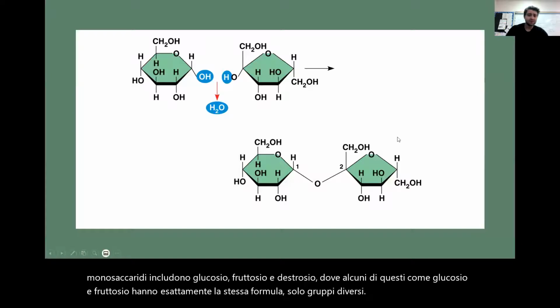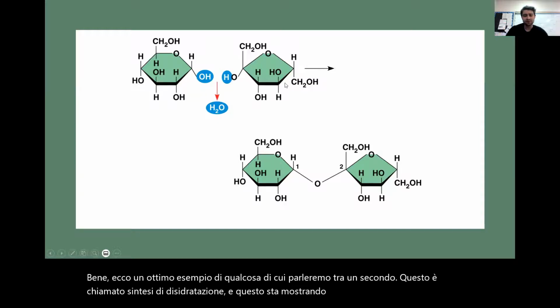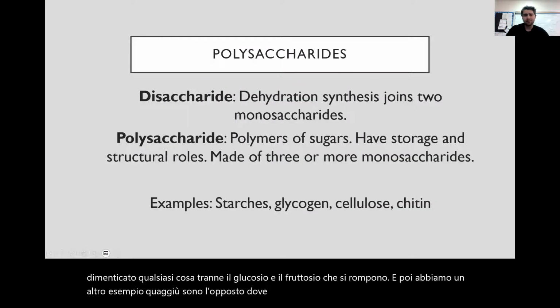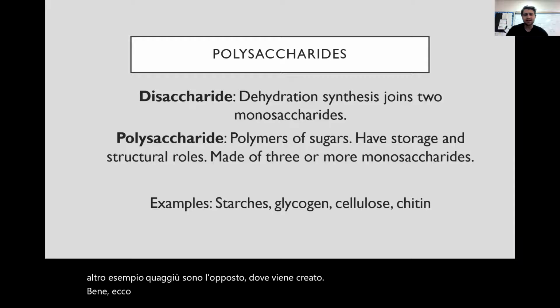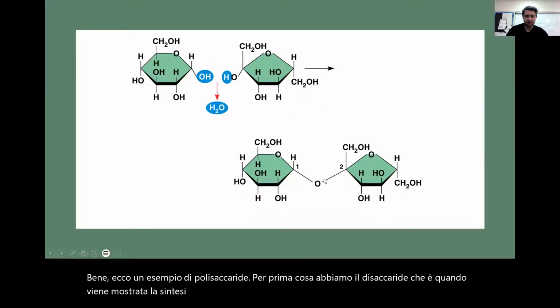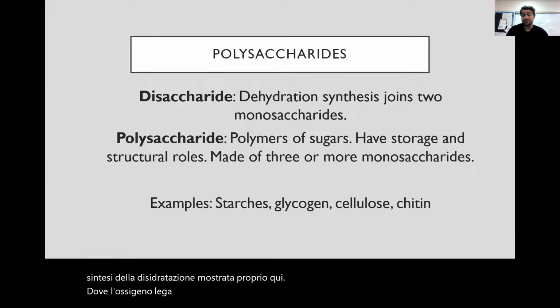All right, here's a great example of something we're going to talk about in a second. This is called dehydration synthesis, and this is showing a compound for glucose and fructose being broken, and then we have another example down here, the opposite, where it is being created. All right, here's an example of polysaccharide. First, we have disaccharide, which is when dehydration synthesis, shown right here, where the oxygen bonds the 2 molecules, joins 2 monosaccharides. And we have a polysaccharide, which is a polymer of sugars forming 2 or more.